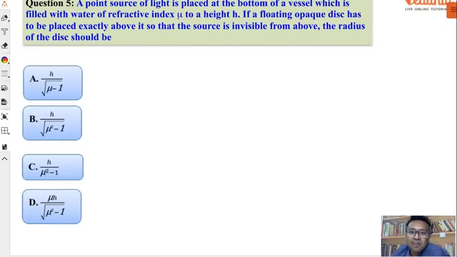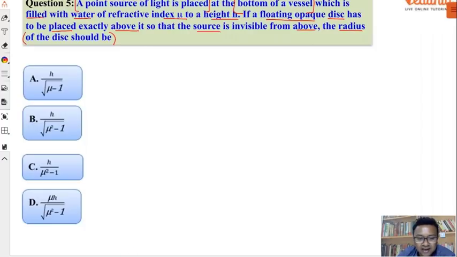A point source of light is placed at the bottom of a vessel, which is filled with water with refractive index mu to a height h. If the floating opaque disk has to be placed exactly above it so that the source is invisible from above, find the radius of the disk.